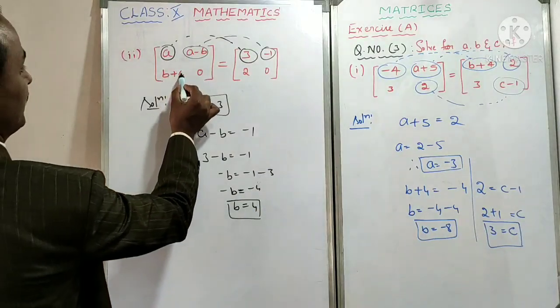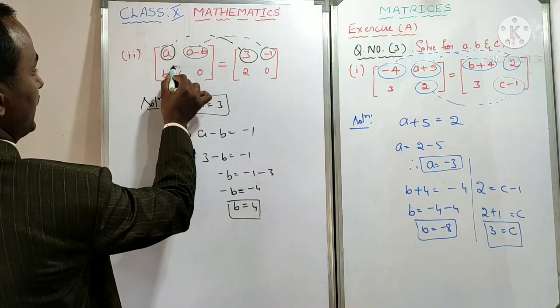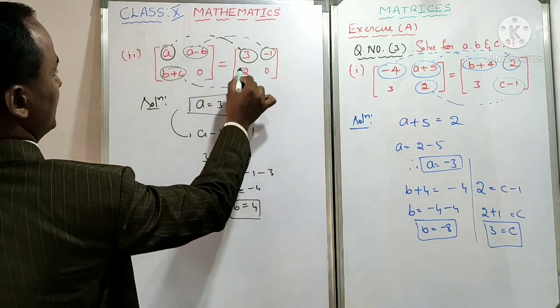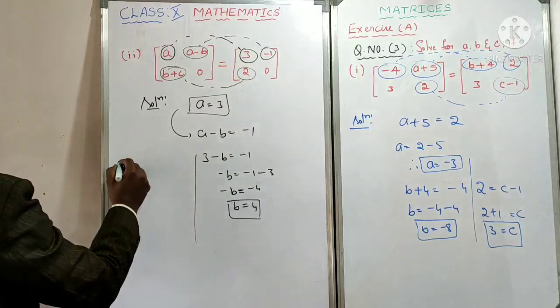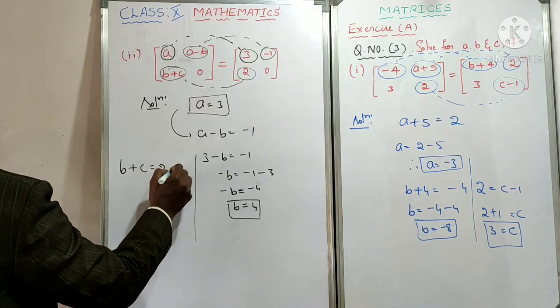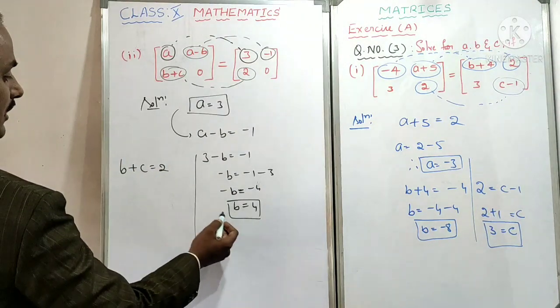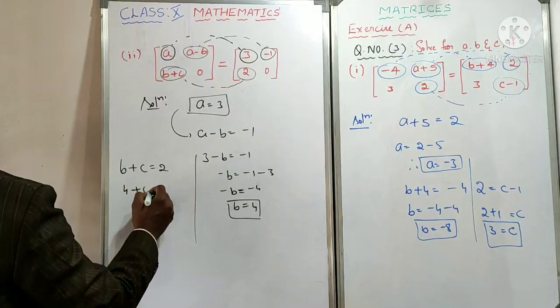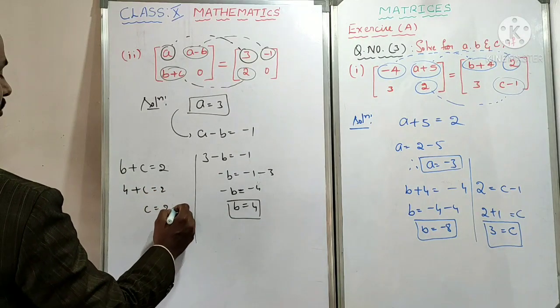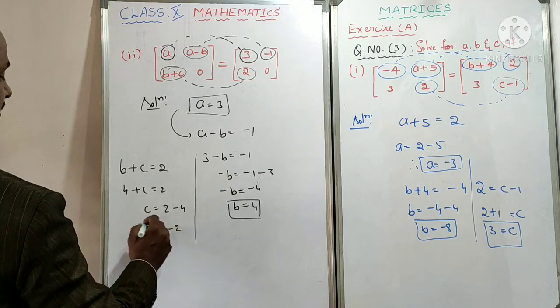Finally, I want the C value. C addition with B, this one is equated to this 2. I will continue here. B plus C is equal to 2. We already know the B value, I will substitute here. B value 4 plus C is equal to 2. C is equal to 2 minus 4. C is equal to minus 2.